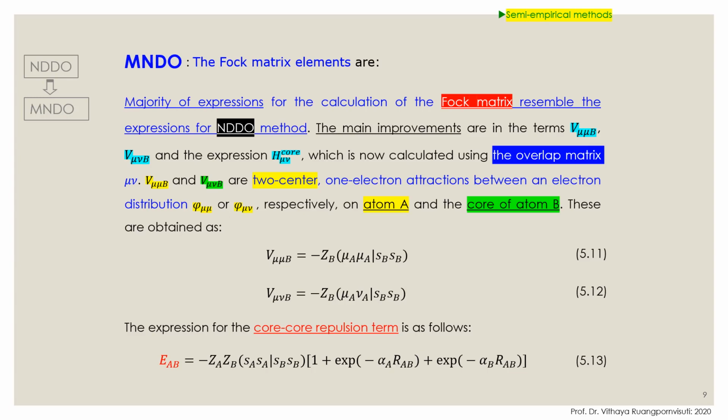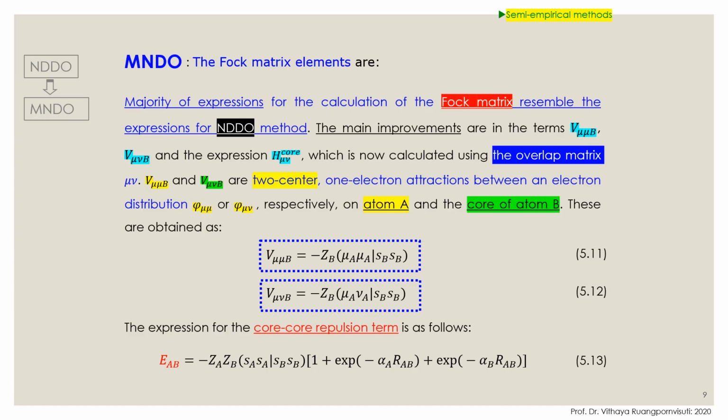V mu mu B and V mu nu B are two-center, one-electron attractions between an electron distribution phi mu mu or phi mu nu, respectively, on atom A and the core of atom B. These are obtained as the value of V mu mu B and V mu nu B from equations 5.11 and 5.12, respectively.